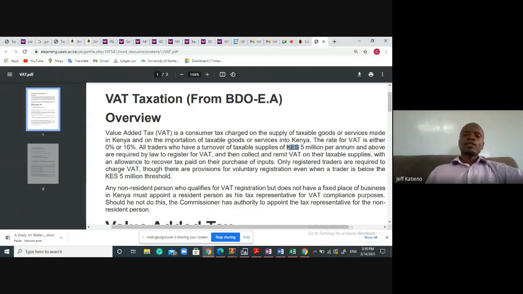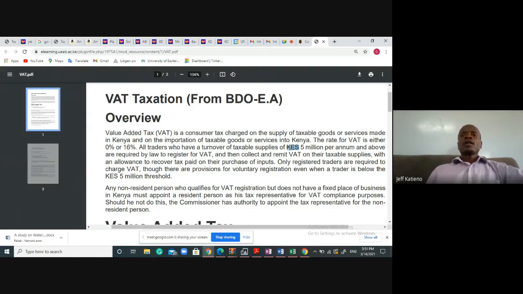It is something that you collect, like you collect the VAT from the people that you charge, and then you remit the same to Kenya Revenue Authority. So you're like the go-between. If you're a trader, you're the go-between between the person who pays the tax and KRA. So the trader is an agent, let me say, who collects VAT on behalf of KRA and then remits to KRA.